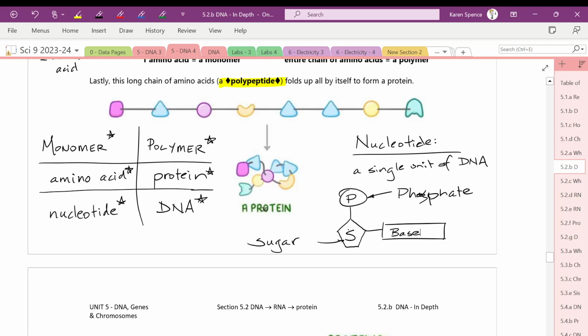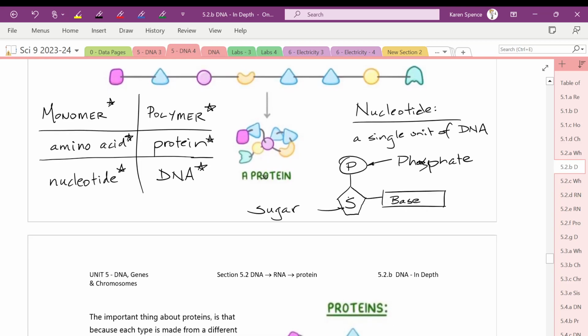Now, let's say you had some Cheerios and a piece of thread, and you started putting Cheerios on there, and you were making, like, a garland for your Christmas tree, because you've got a lot of time on your hands. The garland for the Christmas tree would be the polymer, because it's a bunch of the little Cheerios strung together. The Cheerio would be the monomer. So depending on what particle you use as the monomer, you will get a different type of polymer. Does that make sense? So amino acids will make a protein, nucleotides will make DNA.